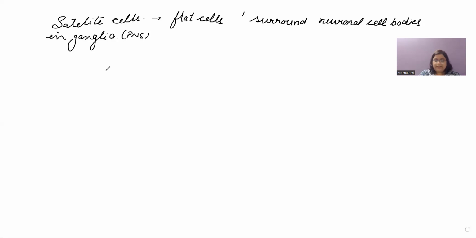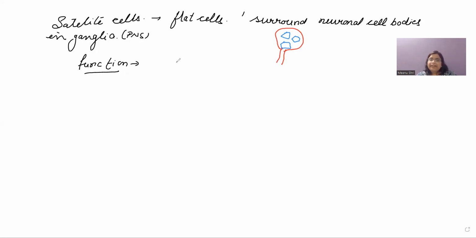Okay, here the function. What are the functions? First, I will draw the diagram. Just like a patch, they are present. Okay, so function. What function will they do?